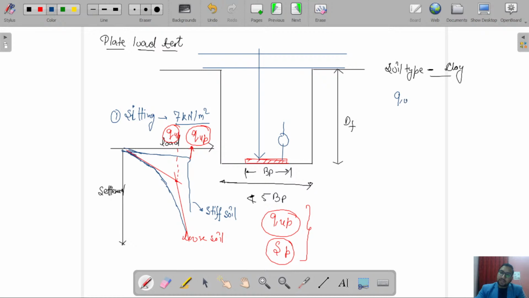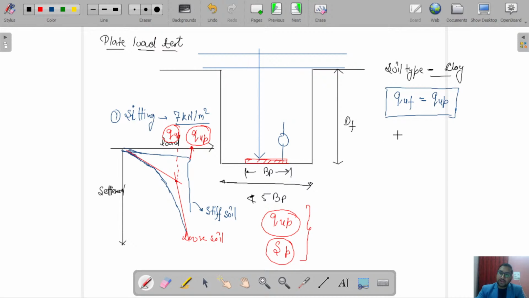the ultimate bearing capacity of foundation will be the same as the ultimate bearing capacity of plate. It means the size of foundation has no effect on the bearing capacity of soil if the soil type is clay. So QU of foundation will be the same as QU of plate. So we have calculated QU of plate, and it will be the same as the ultimate bearing capacity of foundation if soil is clay soil.